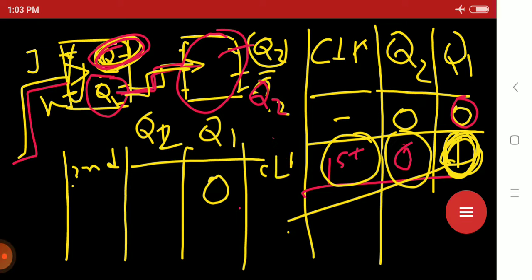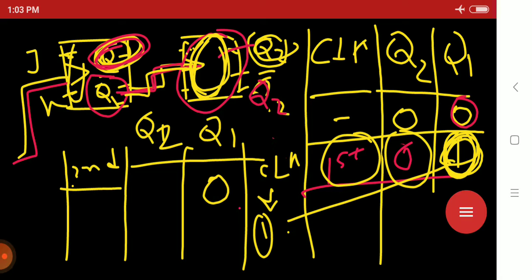And clock 1 means the flip-flop will be on in positive edge triggering. And the flip-flop being on means it will again toggle the first state. Now the second flip-flop is on. Now remember, here we are getting Q1 is 0.